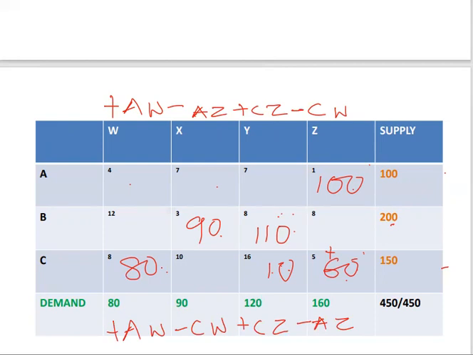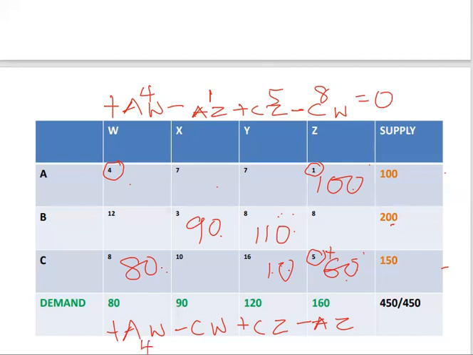AW, what is the cost of AW? 4. What is the cost of AZ? 1. Right? Yes. What is the cost of CZ? That is 5. And CW is 8. Now let's do the mathematics. 4 minus 1 gives us 3. 3 plus 5 gives 8. 8 minus 8, what will it give us? 0. Now let's look at the other one.